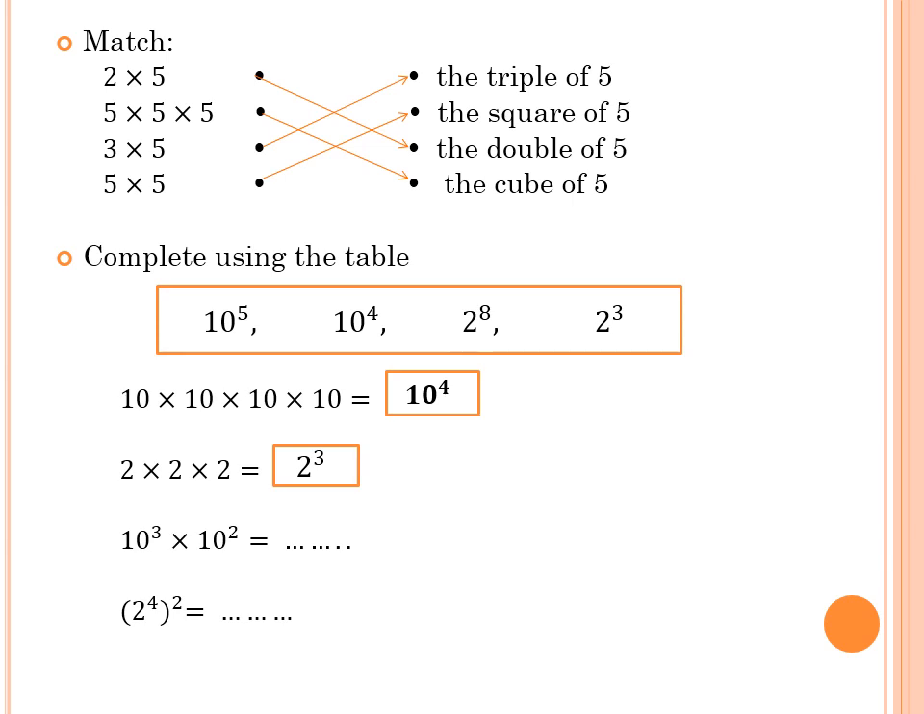Now 10 to the power 3 times 10 to the power 2. The 10 is repeated 3 times, then another 10 is repeated 2 times. So it's 10 repeated 5 times, 10 to the exponent 5 or 10 to the power 5. The last one, 2 to the power 4, all to the power 2. We know that wherever we have parentheses, in mathematics we mean by it multiplication. So it's 2 to the power 4 times 2 to the power 4, then it's 2 to the power 8.